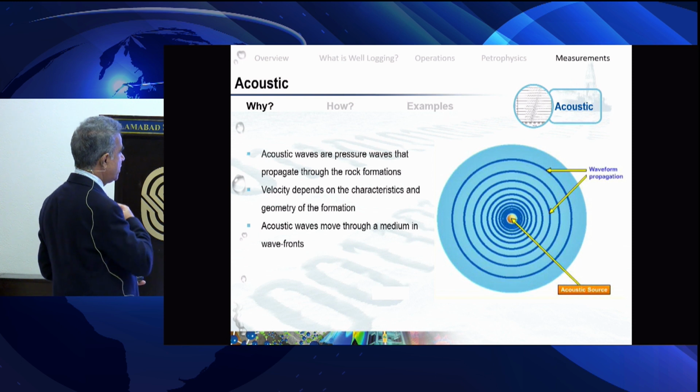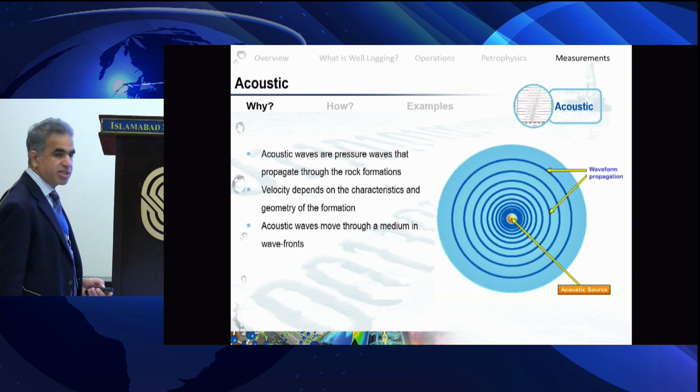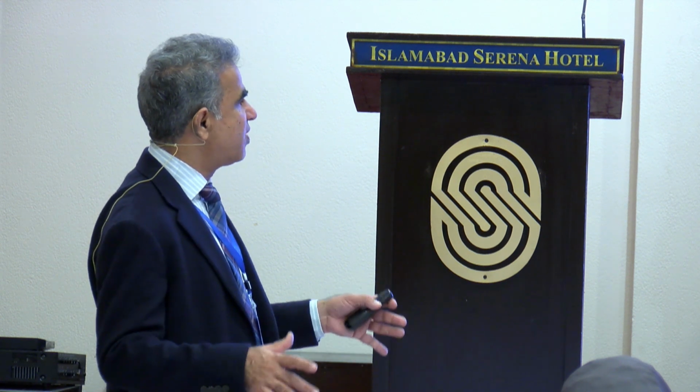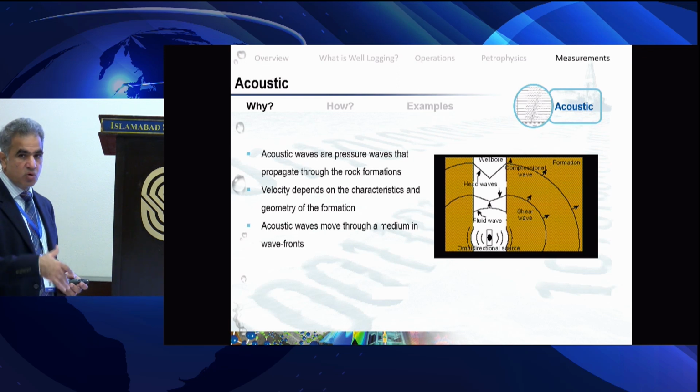So acoustic waves move through the medium as wave fronts, and velocity depends on the characteristics and the geometry of the formation. If you see this diagram, the waves interact with the fluid in the borehole as well, and generate different waves, head waves, and then interact with the formation. Based on their motion type and their slowness, how fast or slow they arrive, we differentiate that this is compressional and this is shear.